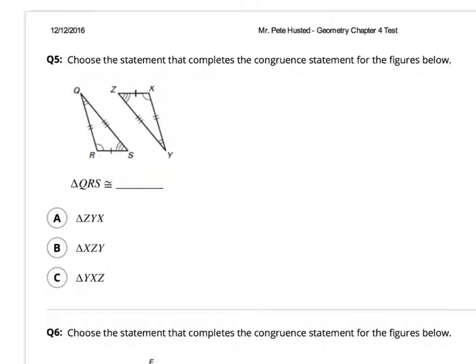Okay, question 5 wants to know triangle QRS. So QRS, so pay attention to how it's labeled. It starts with the double arc, to the single arc, to the triple. Is it congruent to which of these three triangles? Okay, so when you pick one, make sure it goes in the same order as this one.